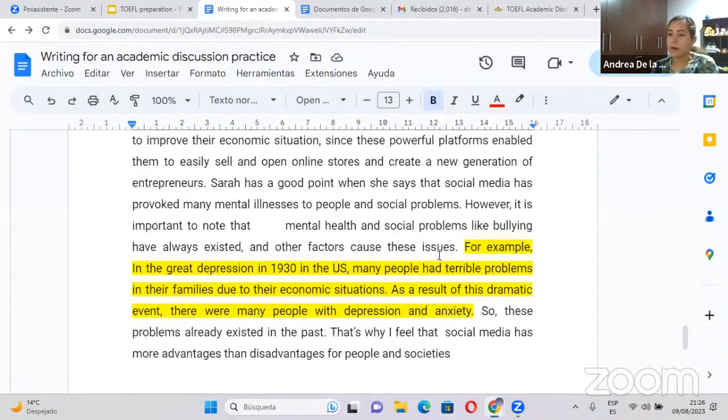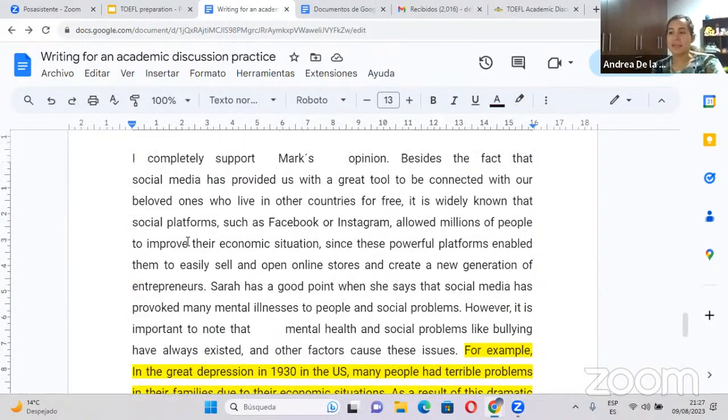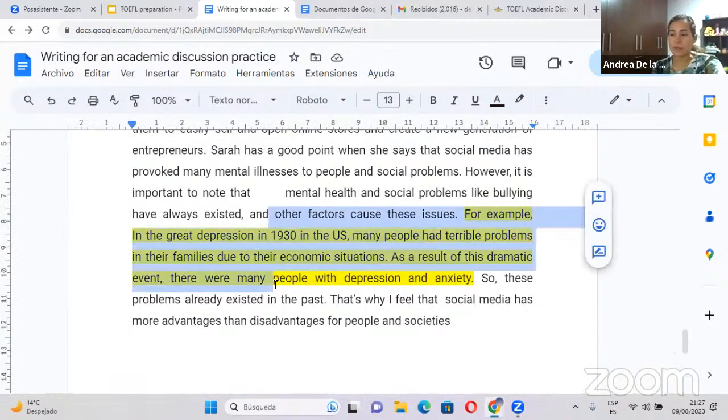So, in this case, it's okay if you give your example in your details, proving this point that you used to challenge the other one, right? But the important thing at the end is that everything that you do and everything that you say supports your main point. Your main point is your opinion, right? Your opinion is that social media has more advantages than disadvantages.